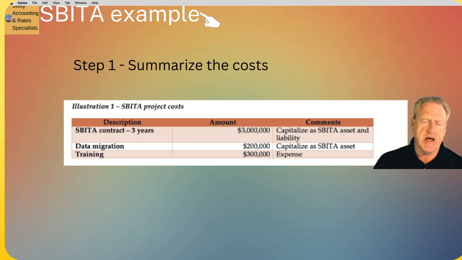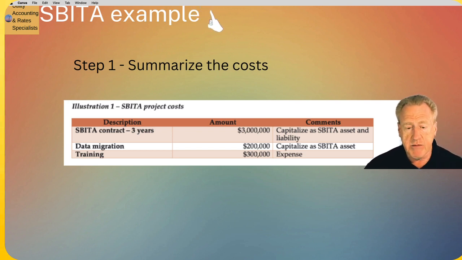So let's do an example. So here we have an SBDA arrangement with a software vendor, and we enter into a contract for 3 years, and the contract amount is $3 million. And so we're going to capitalize that as an SBDA asset and a liability. We have data migration costs, those get capitalized also, and we have training costs of $300,000. Those will be expensed.